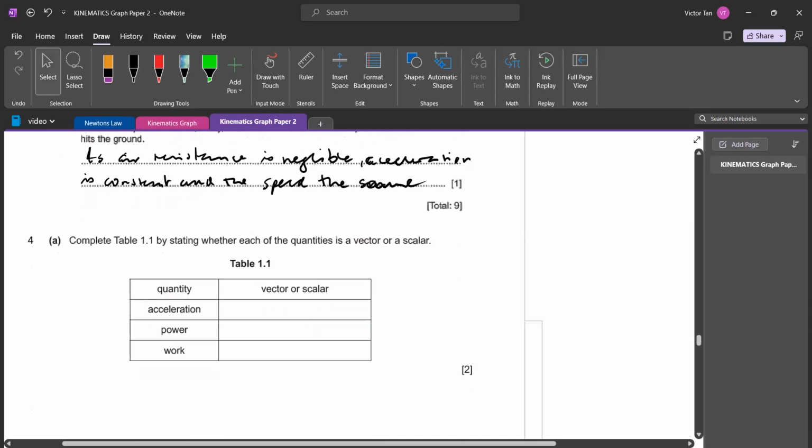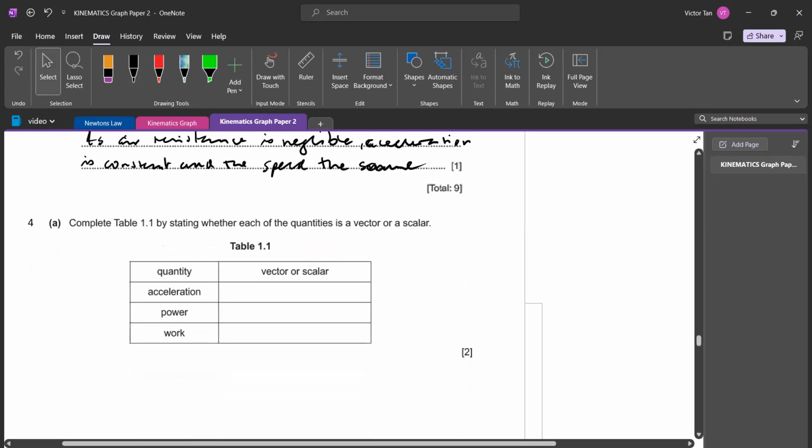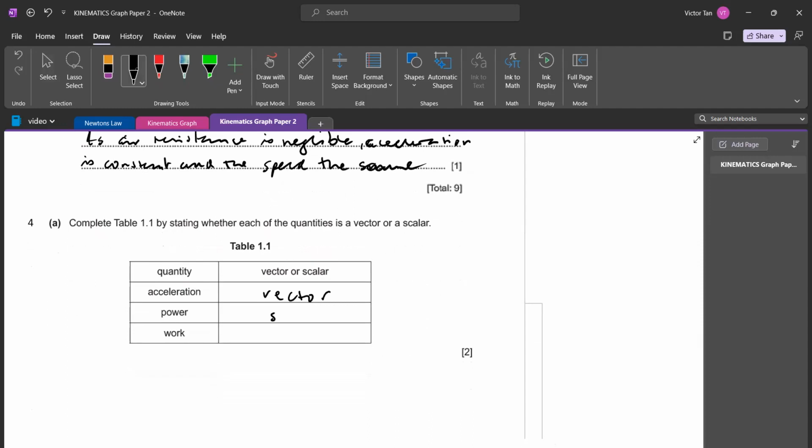Complete table 1.1 by stating whether each of the quantities is a vector or scalar. Vector. Acceleration is a vector, power is a scalar, work and energy are also scalar.